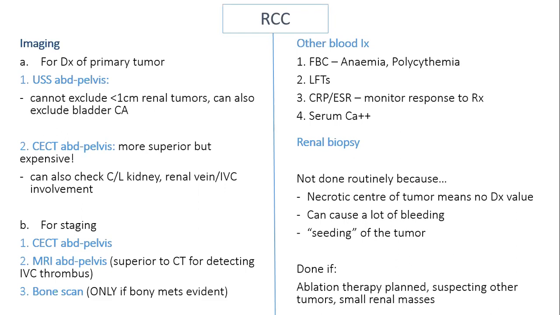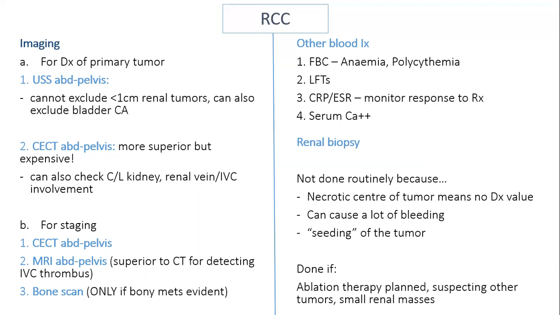These are the investigations you actually need to remember, because actually nothing more than this. If you can remember, it's divided into imaging, then other blood investigations and renal biopsy, so it's easy for you to remember. So imaging also, first of all, you have to diagnose a primary tumor. The other thing is once you diagnose that there is a cancer, you have to stage it. So basically, with the two of those.